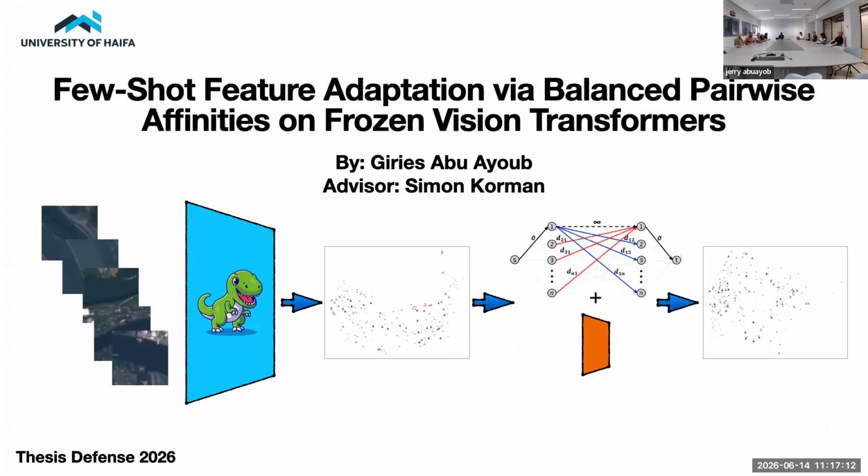Okay. Good morning, everyone. I am Jerry, or Jurius. I'm going to present today my master's thesis regarding few-shot feature adaptation for frozen vision or large foundation models, but precisely on frozen vision transformers. And I'm advised by Dr. Simon. So let's begin.